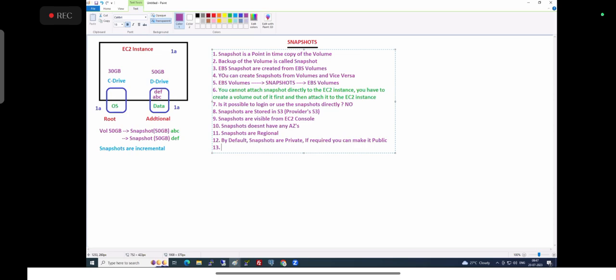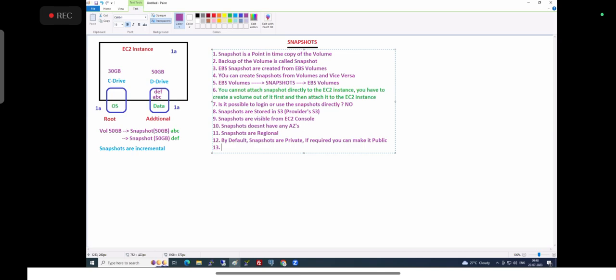So snapshots can be shared to the other account? Yes. Now, I created a snapshot in Mumbai region. The snapshot will be in Mumbai region only, but I have a requirement in another region, Ireland region. Can I copy this snapshot from one region to another region also? Yes, I can do it. I can copy the snapshot from one region to another region, and I can share the snapshot from one account to another account.